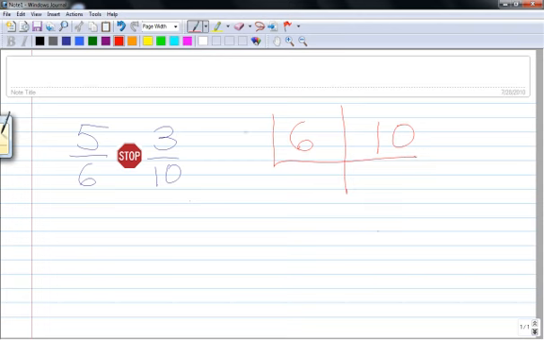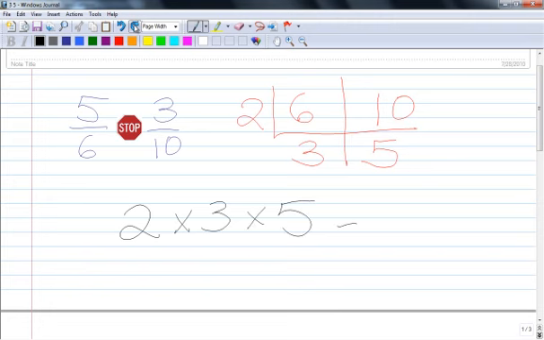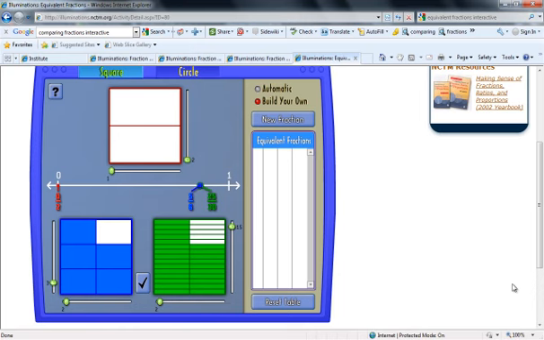So let's compare what the circles were cut into. If we take 6 and 10, we have a common factor of 2, and 2 times 3 is 6, and 2 times 5 is 10. So now we have prime factoring for our two denominators. If we look at 2 times 3, we would get 6, and if we look at 6 times 5, we would get 30. So we'll see what 5/6 looks like if we have cut it into 30 pieces.